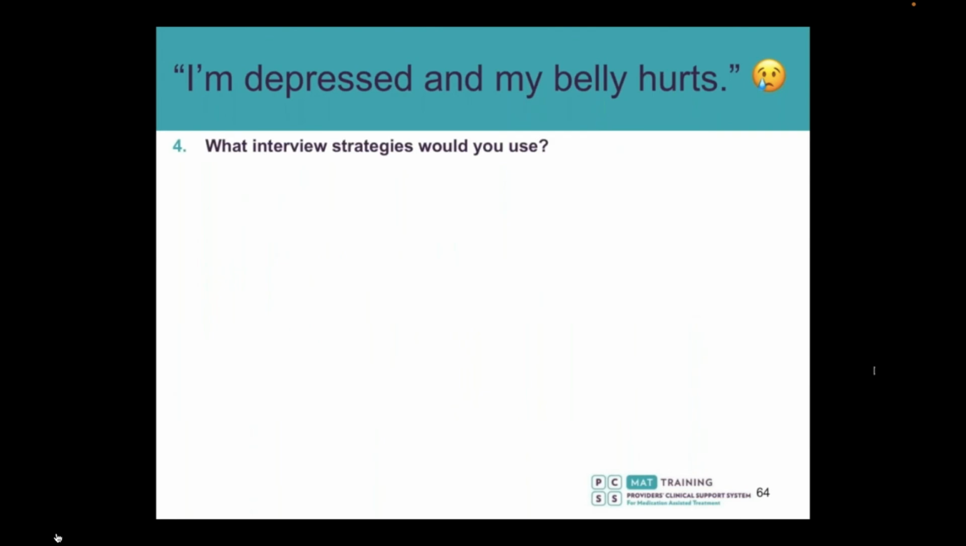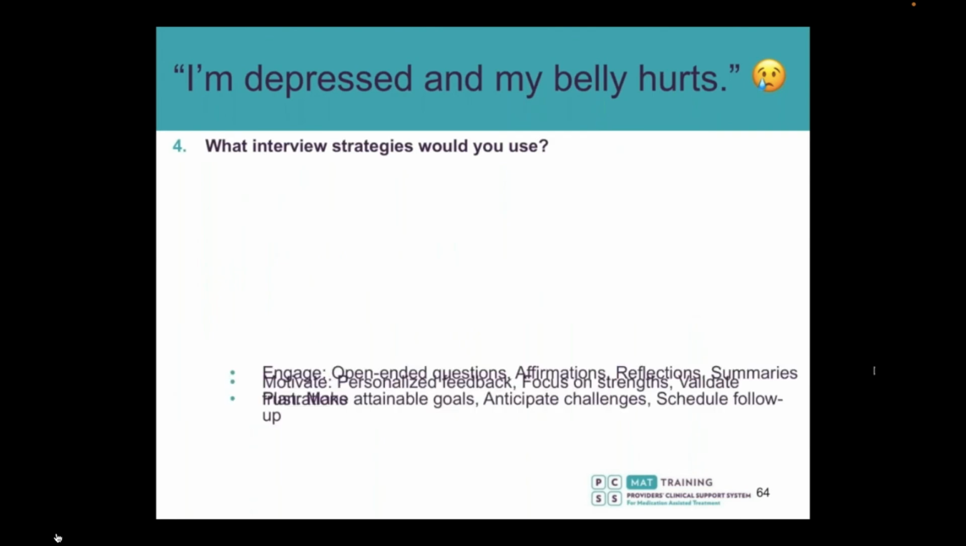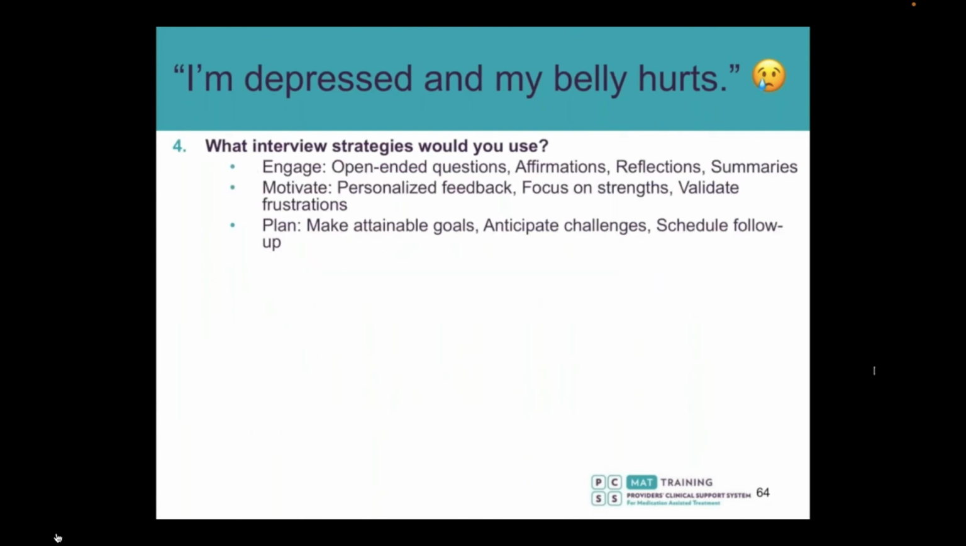And what interview strategies would you use with this patient? Thinking back to the broad strategies of engagement, motivation, and planning. Remember to use open-ended questions, affirming her experiences, reflecting information back to her so that she knows that you understand and you can clarify any misunderstandings, and then summarizing at points throughout the conversation. For motivation, give personalized feedback based on her health conditions that are related to alcohol, focusing on her strengths and validating her frustrations. And then planning: making attainable goals, anticipating challenges, for example, that her husband is also a moderate drinker and keeps alcohol at home, and making sure that you schedule a follow-up pretty soon, but at least within a month.